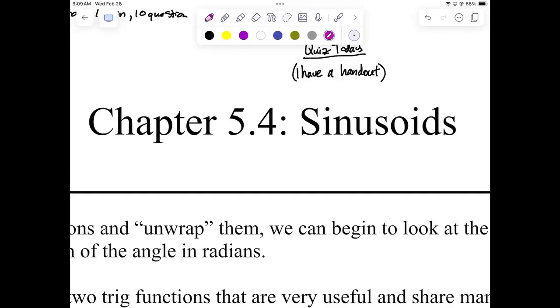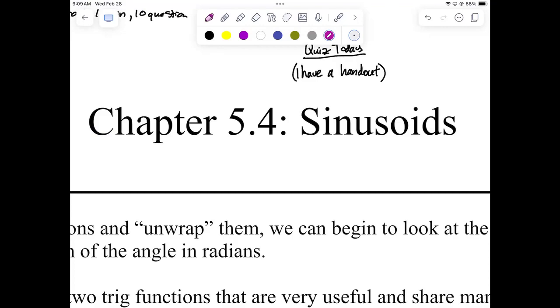So 5.4, we're going to start taking some of these trig functions from the unit circle, and we're going to start taking them individually. There's 6 of them. We're going to start taking some of them individually and looking at them unwrapped, if you will, off the unit circle onto the coordinate plane, and we're going to see what the graphs look like, and then we're going to come up with these brand new functions.